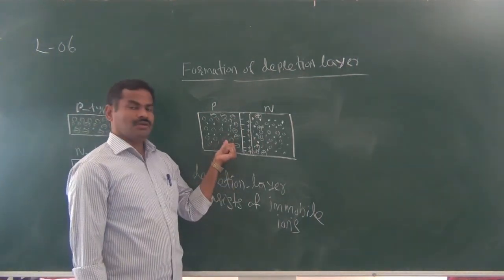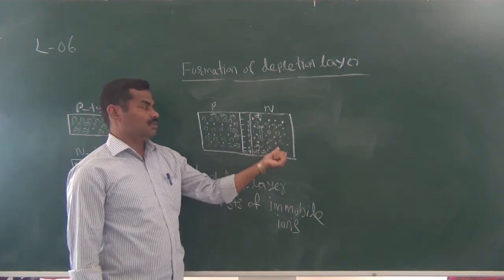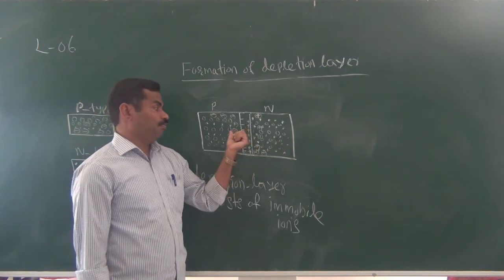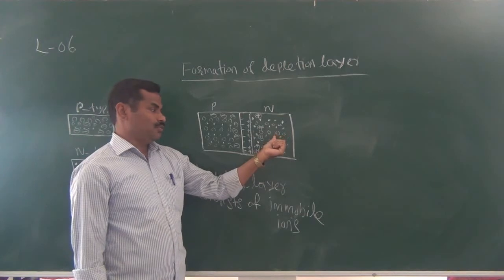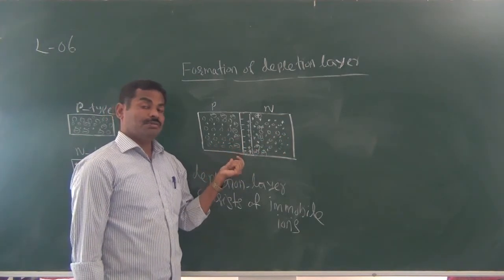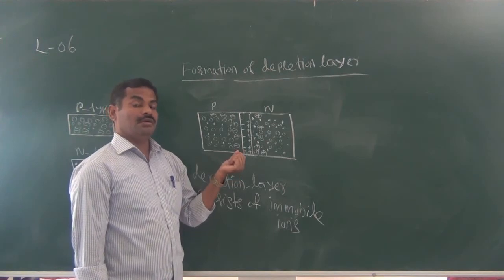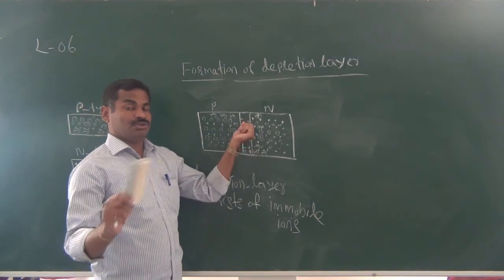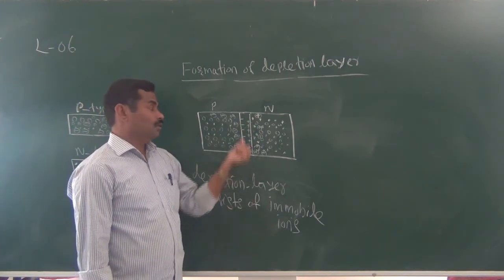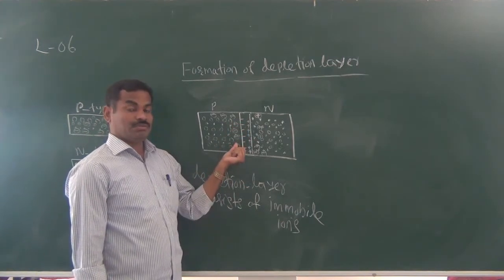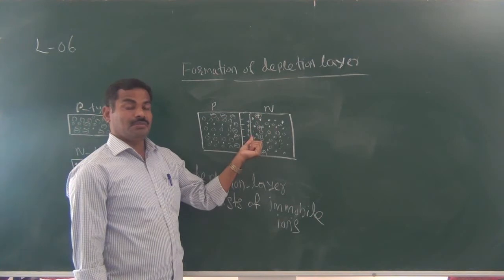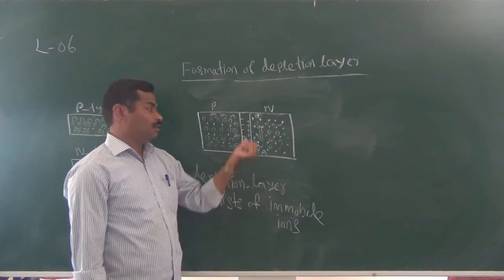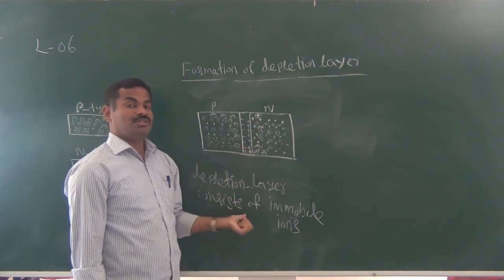As I said, here holes are majority carriers and here electrons are majority carriers. What happens? The holes diffuse from the P side to the N side. Electrons diffuse from the N side to the P side. Some of the electrons and holes recombine, neutralize, and disappear, and they create a layer. No doubt in this layer you are not having any holes or any electrons. But what is there in this layer? You have the negative ions from the P side and the positive ions from the N side. They create a layer. That layer is nothing but the depletion layer. The layer having the negative and positive ions is the depletion layer.